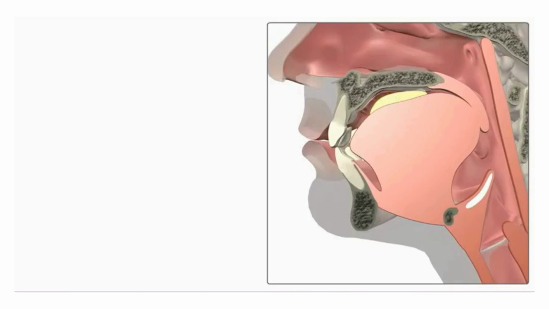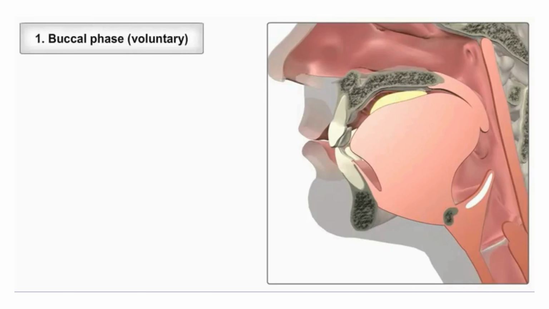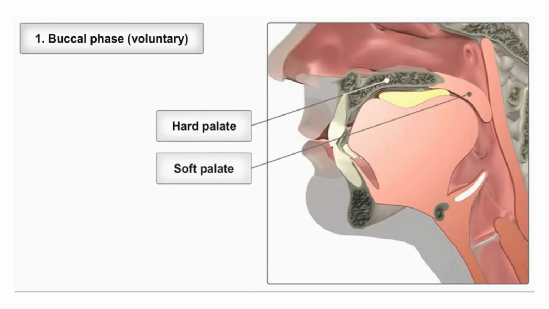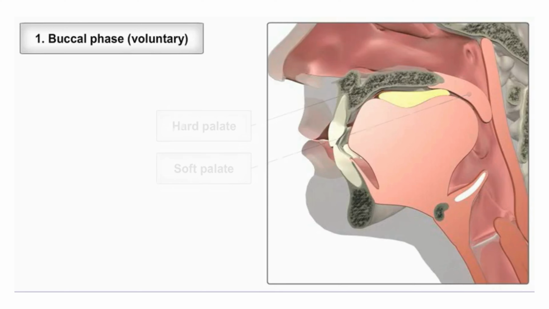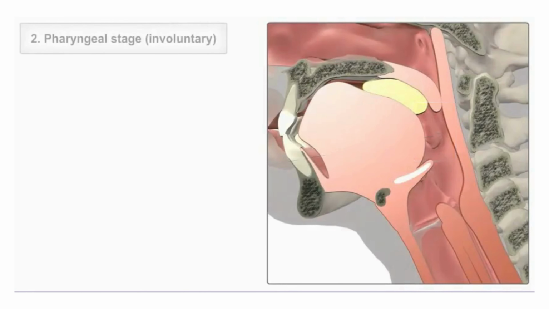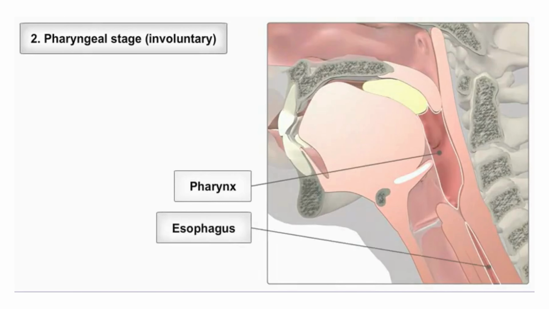Swallowing occurs in 3 stages. The first is a voluntary phase called the buccal or oral transit phase. Here the tongue moves upwards and backwards against the hard and soft palates to push the bolus into the oropharynx. Next is the pharyngeal stage, in which involuntary movements push the bolus through the pharynx and into the esophagus.